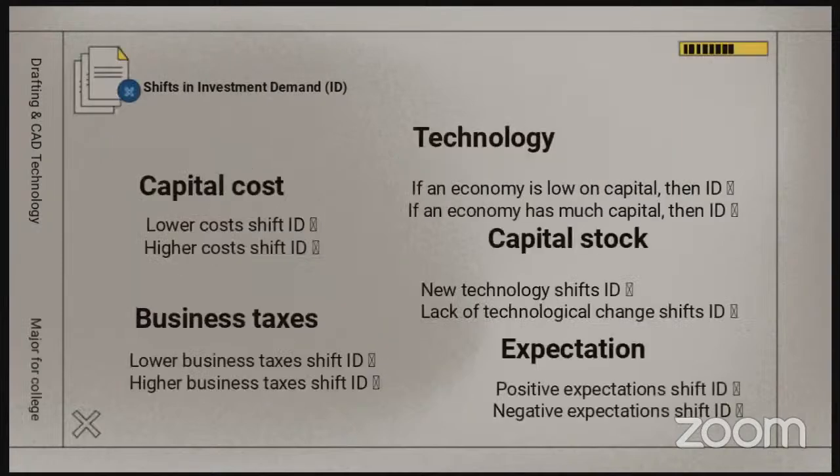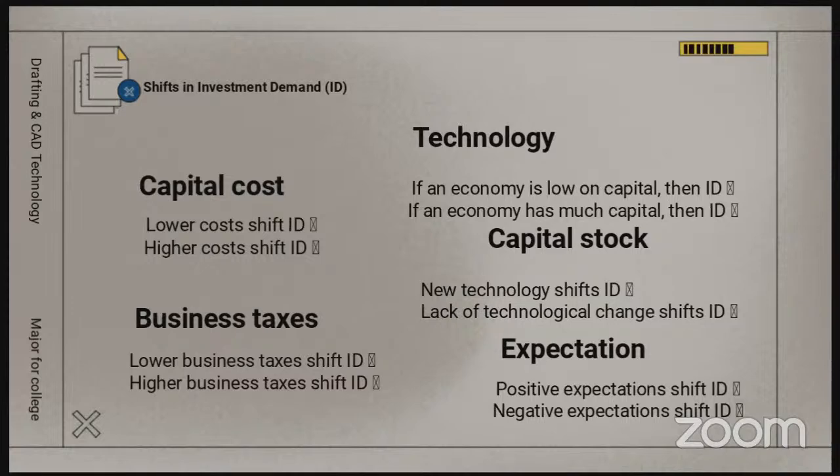So what can cause this shift? There are 5 non-interest rate determinants of the investment demand curve. These are the things other than the interest rate that can influence the amount demanded in the economy. In other words, they can shift the investment demand curve to the right or to the left. So the first one is the capital cost. What we are going to talk about here is the actual acquisition cost, the maintenance cost, and the operating cost.